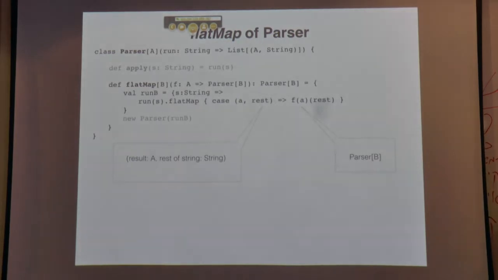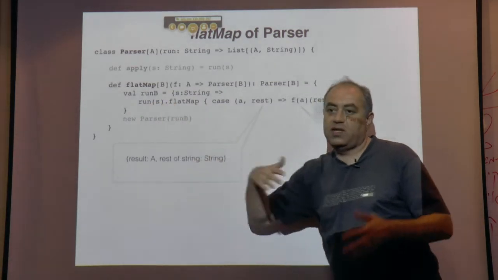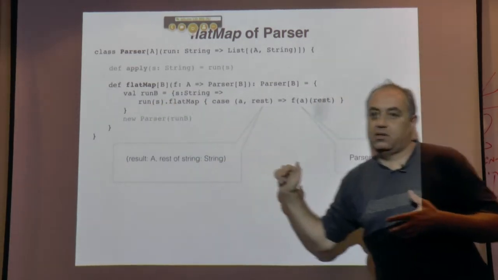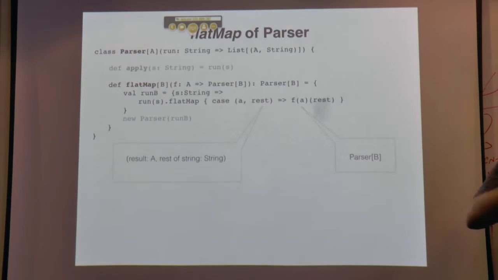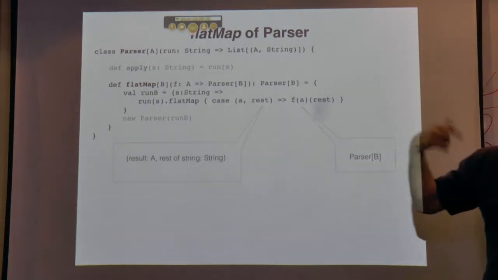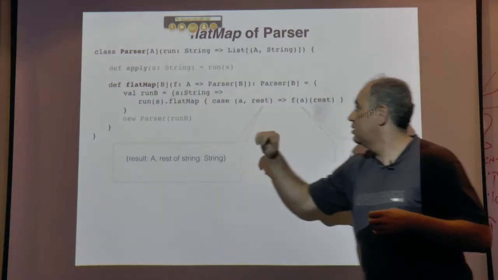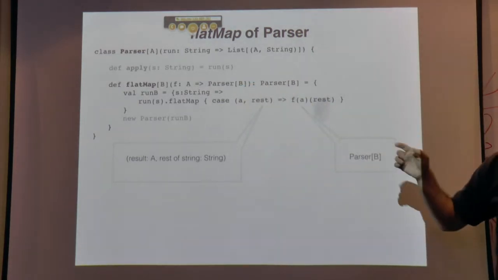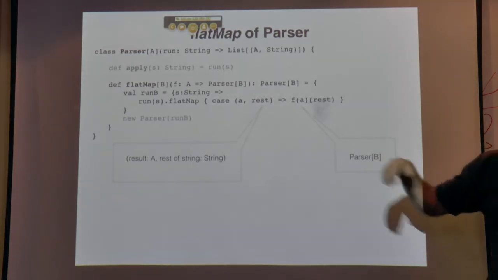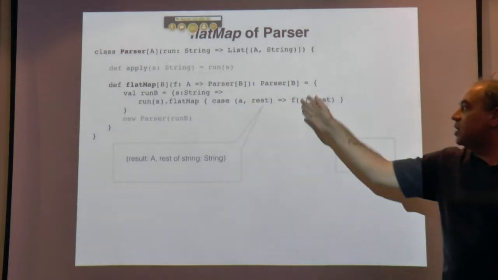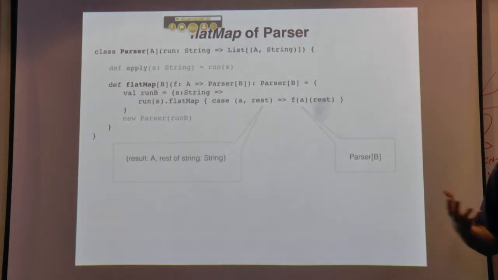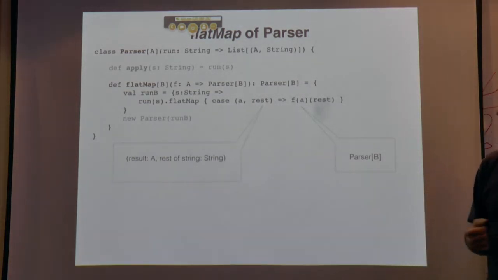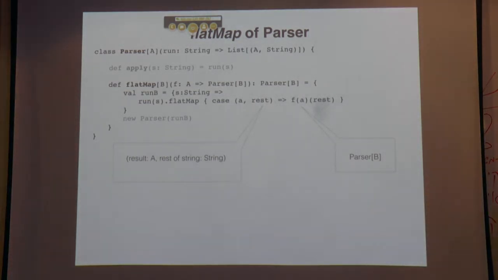So it looks like a sequential combination of two parsers. First, we apply the original parser to the input string and get a list of pairs. Now for each element of this list, we apply the second parser. Again, we create for each pair a new second parser and apply it to the rest of the string. It looks like a sequential composition. So that's the definition of flatMap of parser.